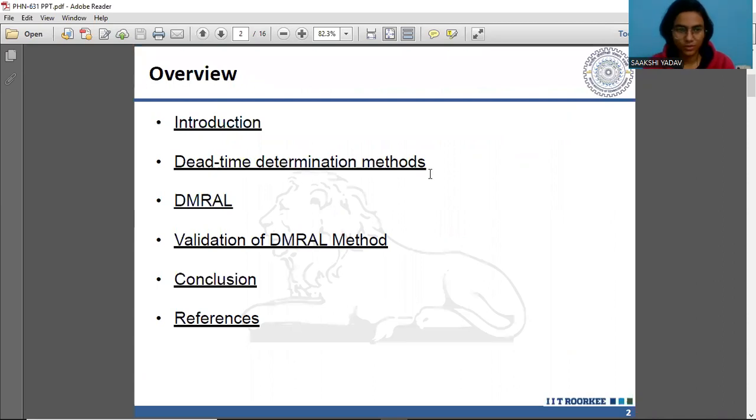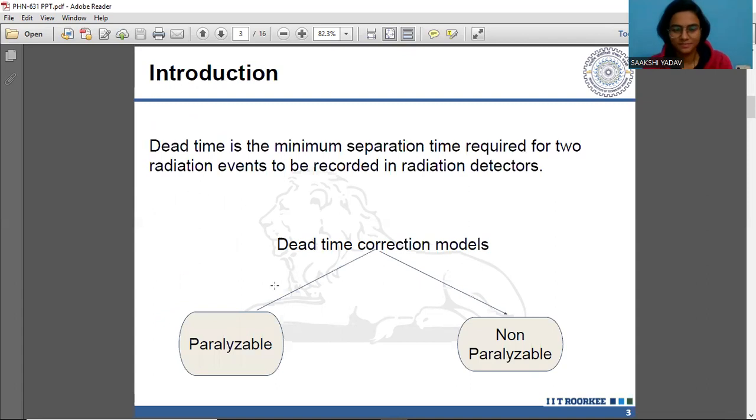Here is the overview of the presentation. First, I will define dead time and what are the factors affecting it. Then I will briefly describe two dead time determination methods. After that, I will describe what is dead time measurement with radiation absorption law and the validation of the DMRAL method. And then I will discuss the mathematics behind this new method and I will present the results.